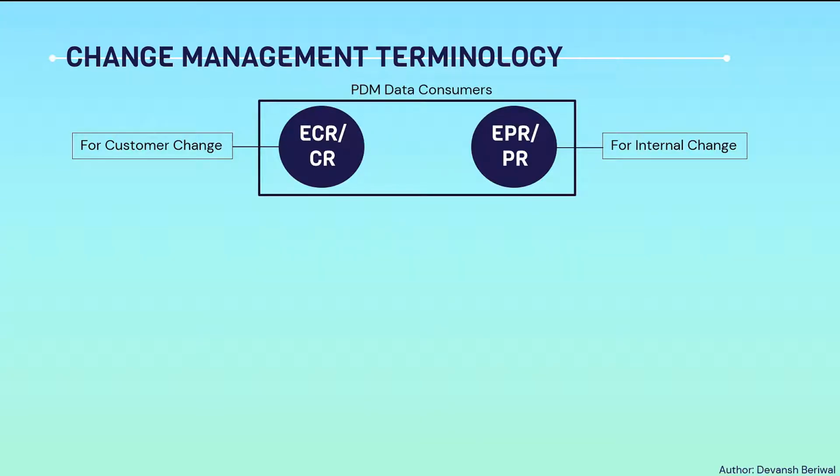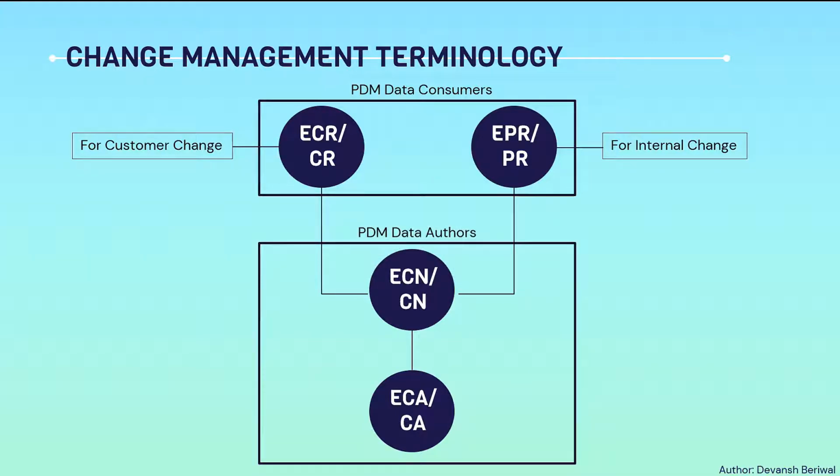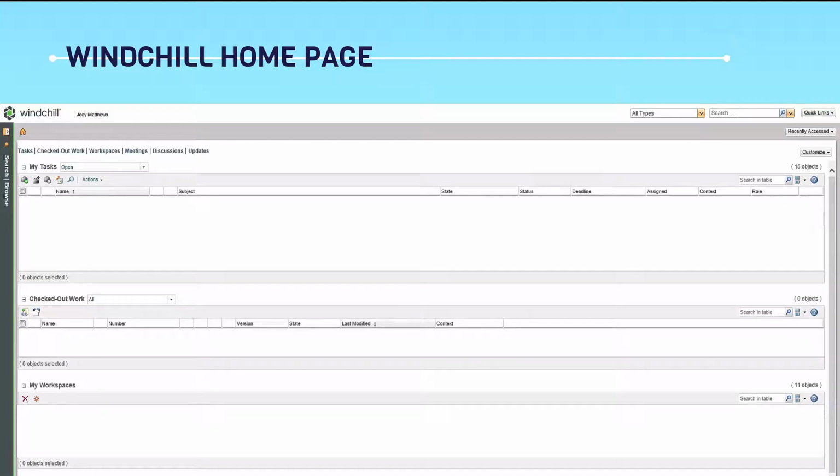These are generated by PDM data consumers. Then a design engineer creates an ECN out of it. That means the design engineer has started working on that particular ECR. Then while creating an ECN, engineering change notice, an ECA, engineering change activity, automatically gets created. In this, all the record is being taken by Windchill, of what the design engineer is doing and which iteration he is working on. So these are two rights of PDM data authors.